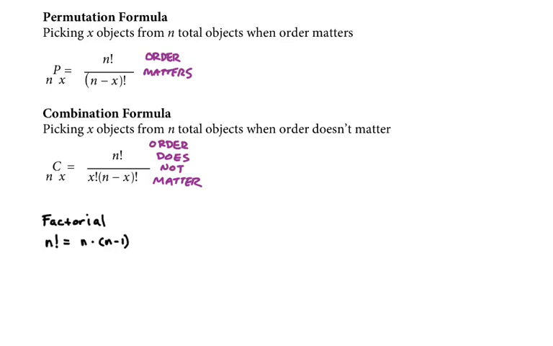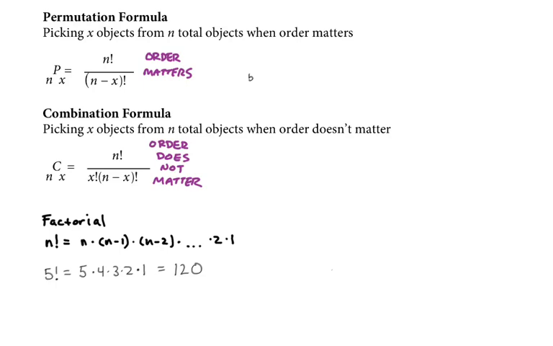So what is this factorial? And so factorial is an operator. What this tells us is we multiply that integer times every integer below it till we get to 1. So for example, 5 factorial would be 5 times 4 times 3 times 2 times 1, which will give us 120.